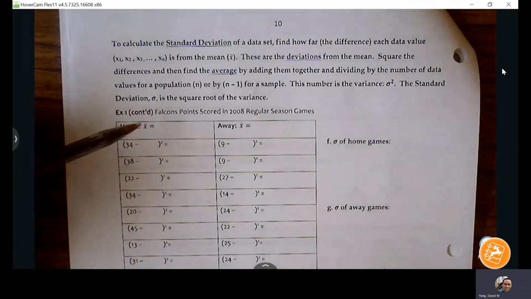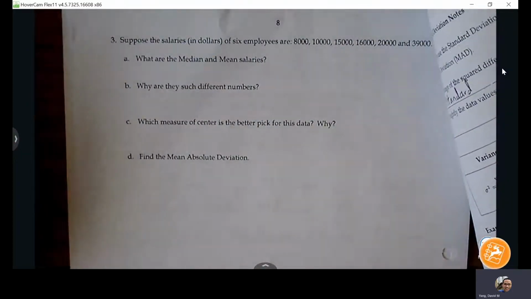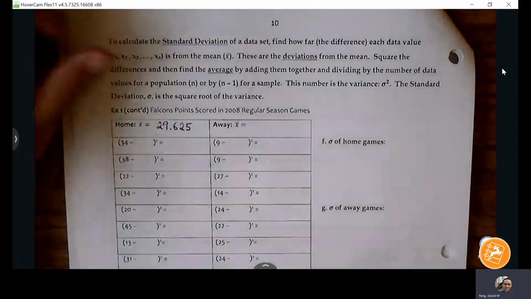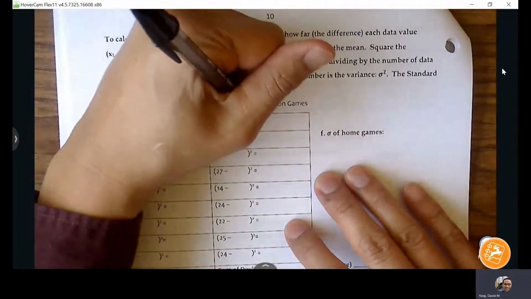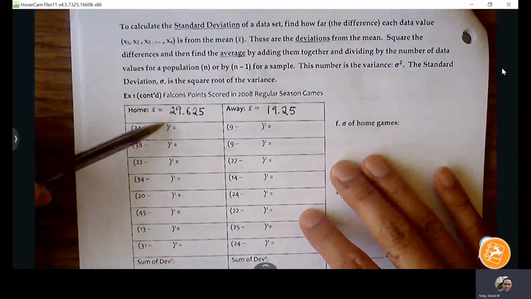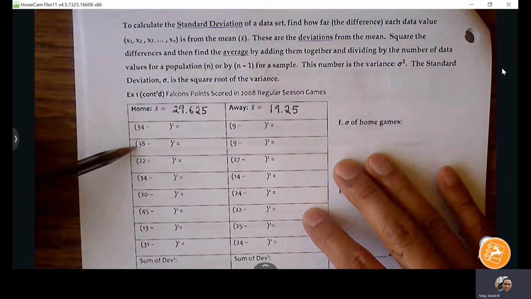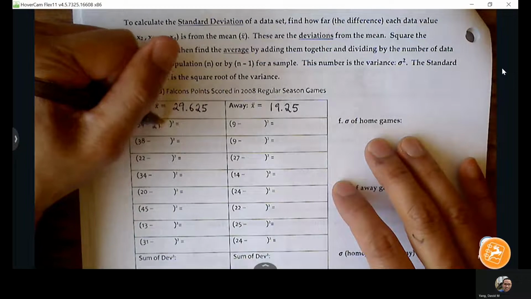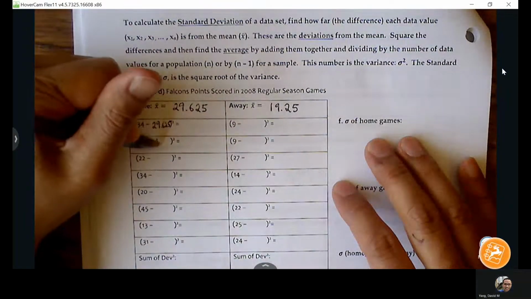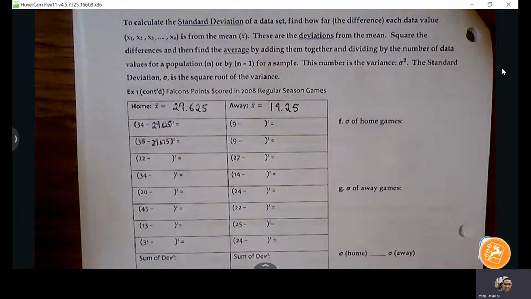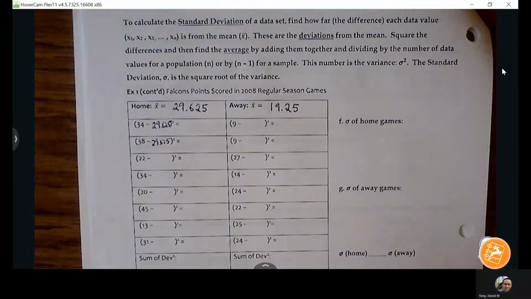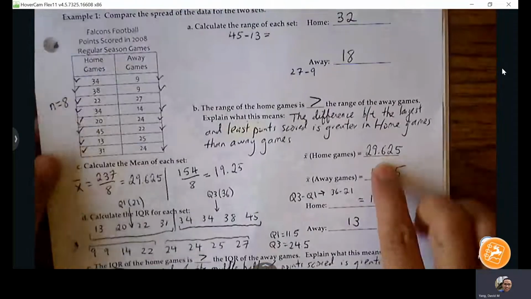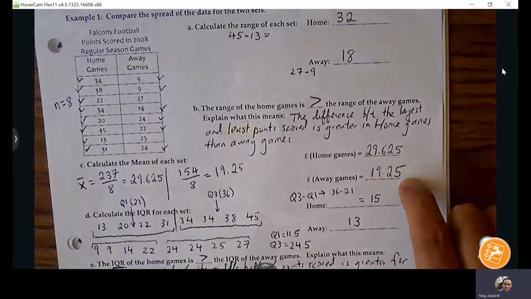Okay, so home games and away games, we have those mean values. Let's go ahead and write them down. For home games, it's 29.625. And for away games, the mean is 19.25. So we're going to take that 29.625 and subtract it from every value that we have from our home games. We're going to enter it in our calculator and find them.